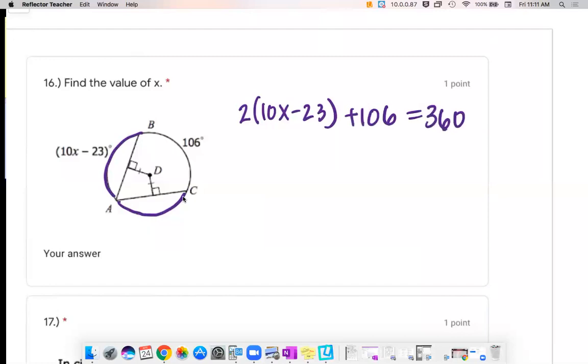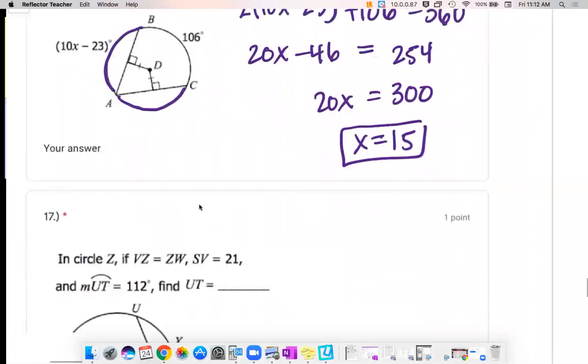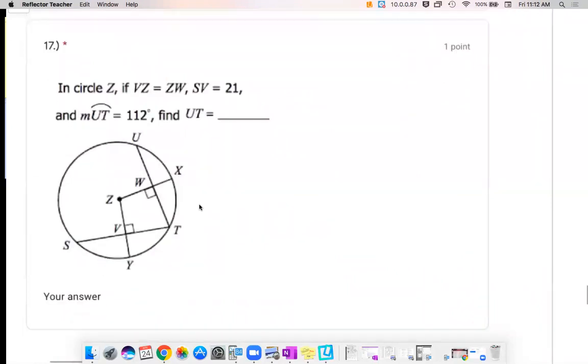So if I just start doing my algebra, 20x minus 46 is equal to, I'm going to subtract 106 to the other side, you get 254, then add 46, this will be 300. So 20x equals 300, divide by 20, you'll get x is 15. So that just took realizing that these two things were congruent and that you got the whole circle. Okay, there's a lot of information here.